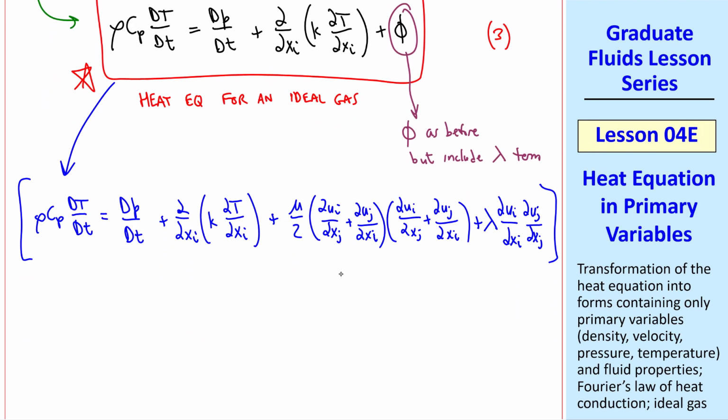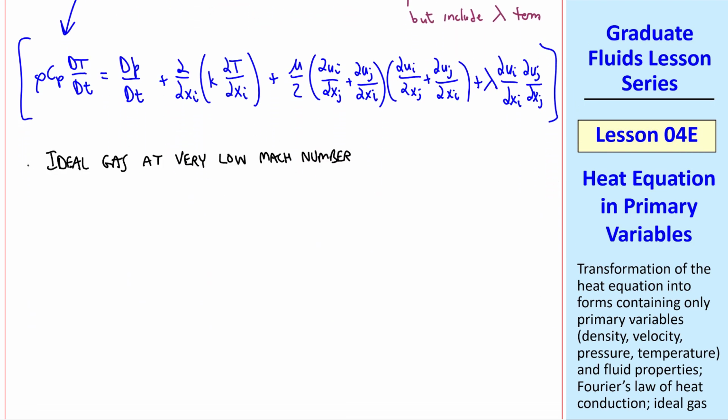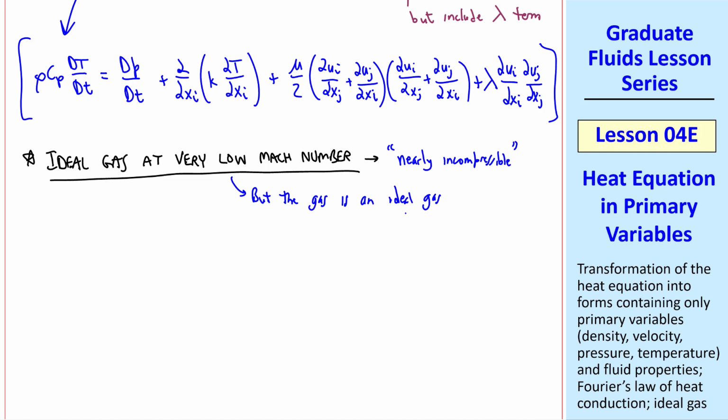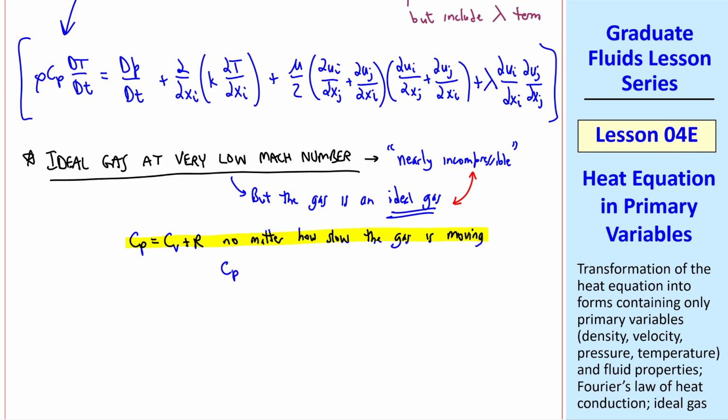Finally, let's consider this ideal gas at very low speeds. In other words, consider an ideal gas at very low Mach number. In undergraduate class, we just say that this is nearly incompressible, but the gas is an ideal gas, and as I said, these two are incompatible or contradictory. If we use the incompressible form that we had derived for a liquid, which C do we use, Cp or Cv? For an ideal gas, Cp equals Cv plus R, no matter how slow the gas is moving. This applies even for a gas that is stationary. In other words, Cp is not equal to Cv, so our incompressible liquid heat equation is really not valid.